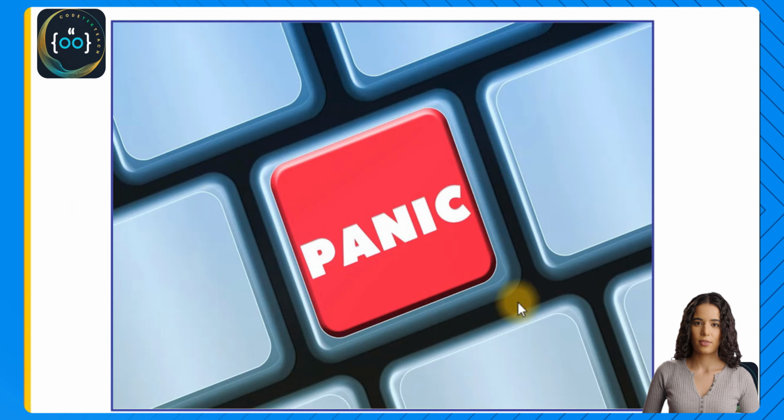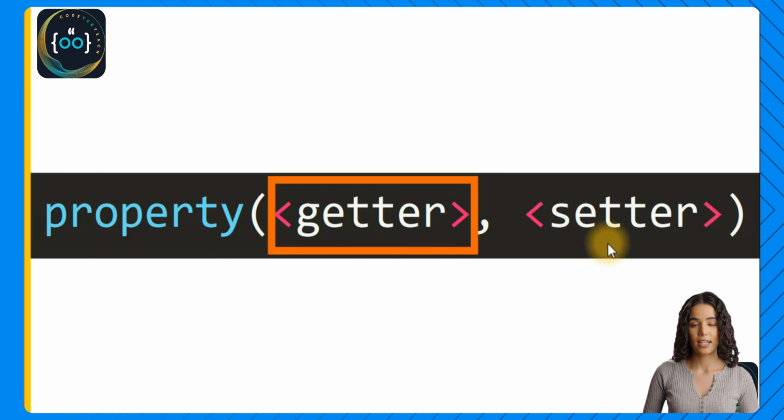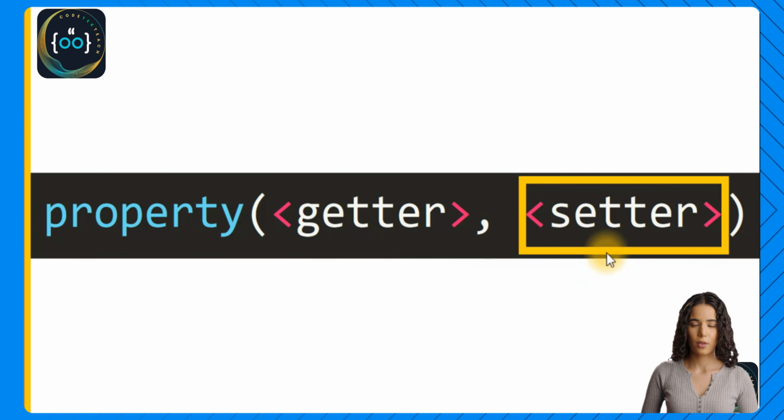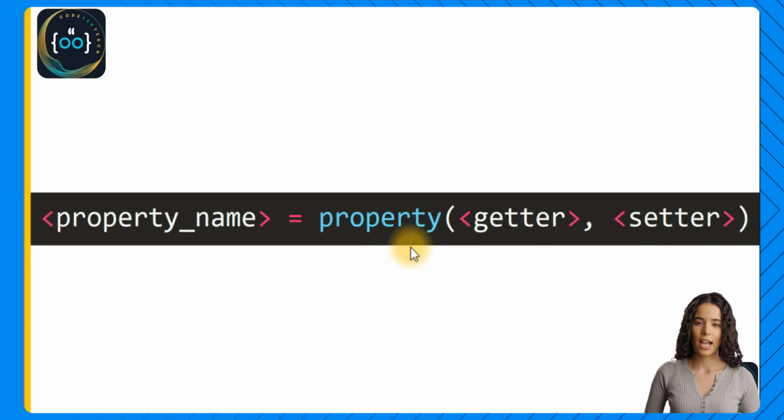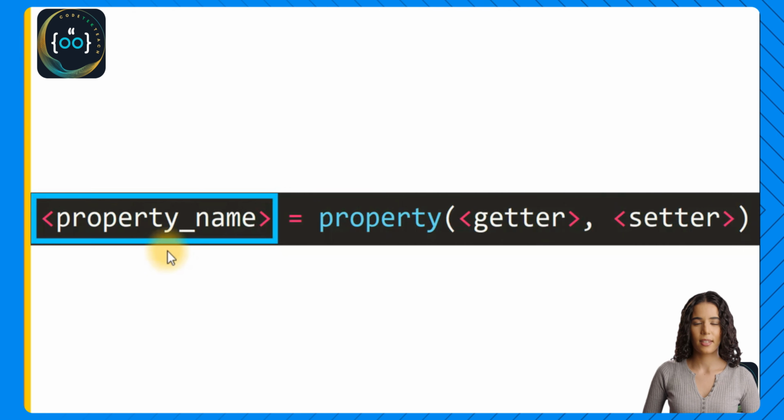But before you panic, let me tell you that we have a really awesome solution for this in Python. They are called properties. We can define a property in the class using the property function. We just need to specify the getter and the setter that we want to assign for that particular property, and assign the object returned to a particular variable right here, which will be the property name, this right here. Let's do that in our code so we can add this property and see the effect that it has on our code.